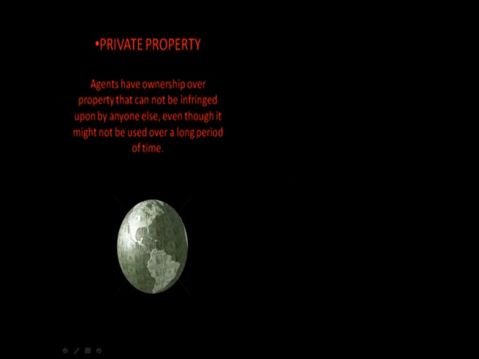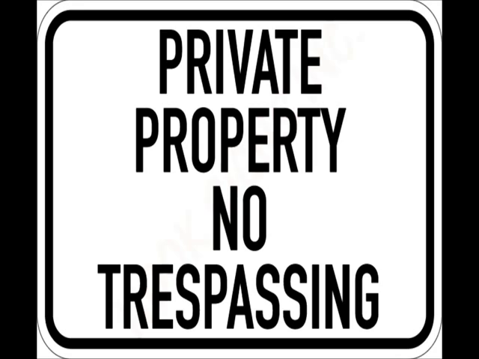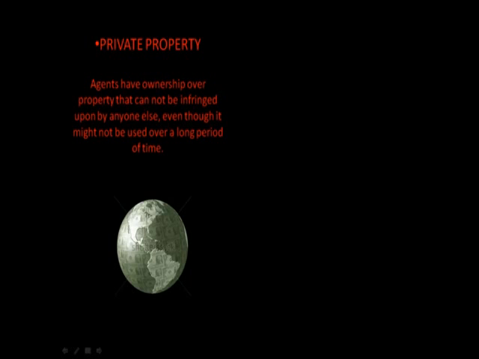So, the next thing monetary economics says is private property. Agents have ownership over property that cannot be infringed upon by anyone else, even though it might not be used over a long period of time. Now, you've got to understand over here, property does not mean just land. This is a misconception. In economics, property means whatever you own, that is private property. A property could be a computer, a book, a table, a house, land, could be anything. Anything that you own is known as private property.